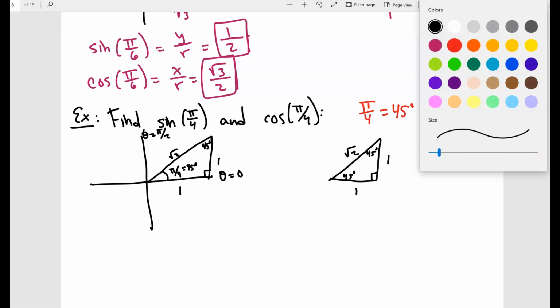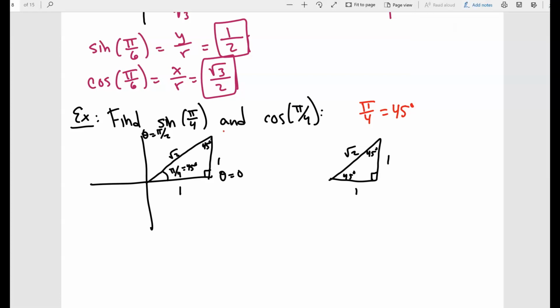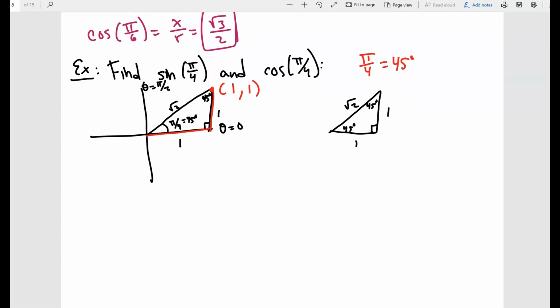So my points here are going to be, this one is going to be my x-axis, which is in this case going to be 1, and then my y, which is going to also be 1. Okay, so then the sine of pi over 4 is going to be equal to the x over, that's wrong, the y over the r. Okay, our y in this case is going to be 1 divided by square root of 2. Let's rationalize this. Multiply it by square root of 2 on both top and bottom. Get square root of 2 over 2.